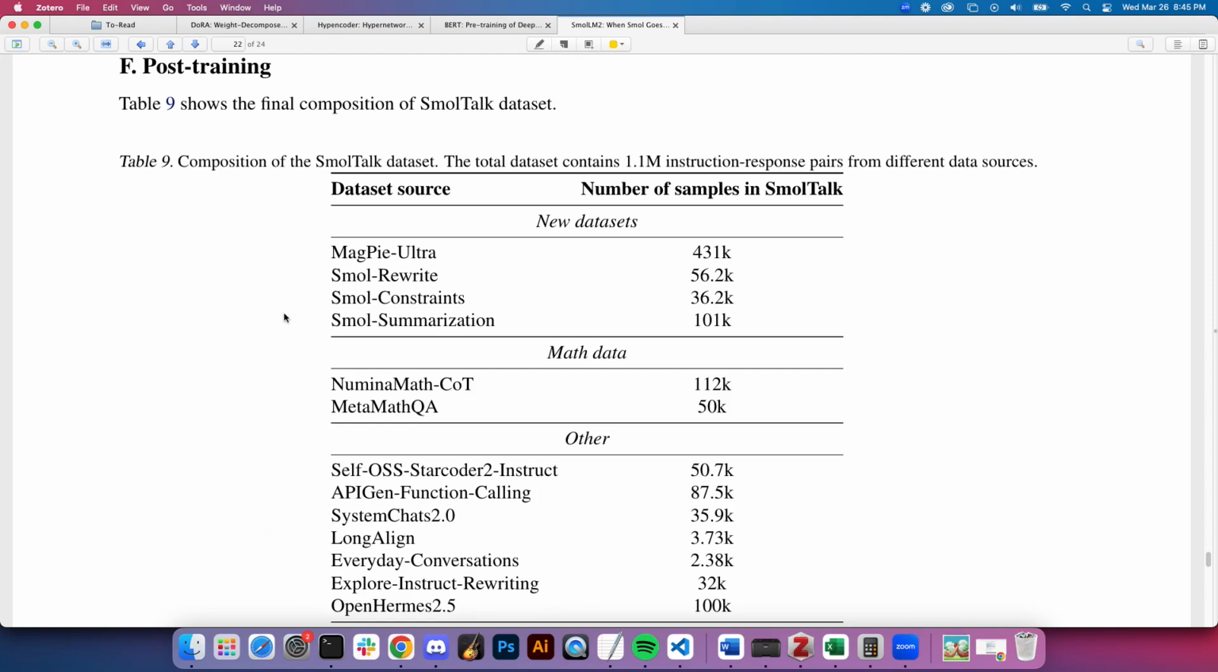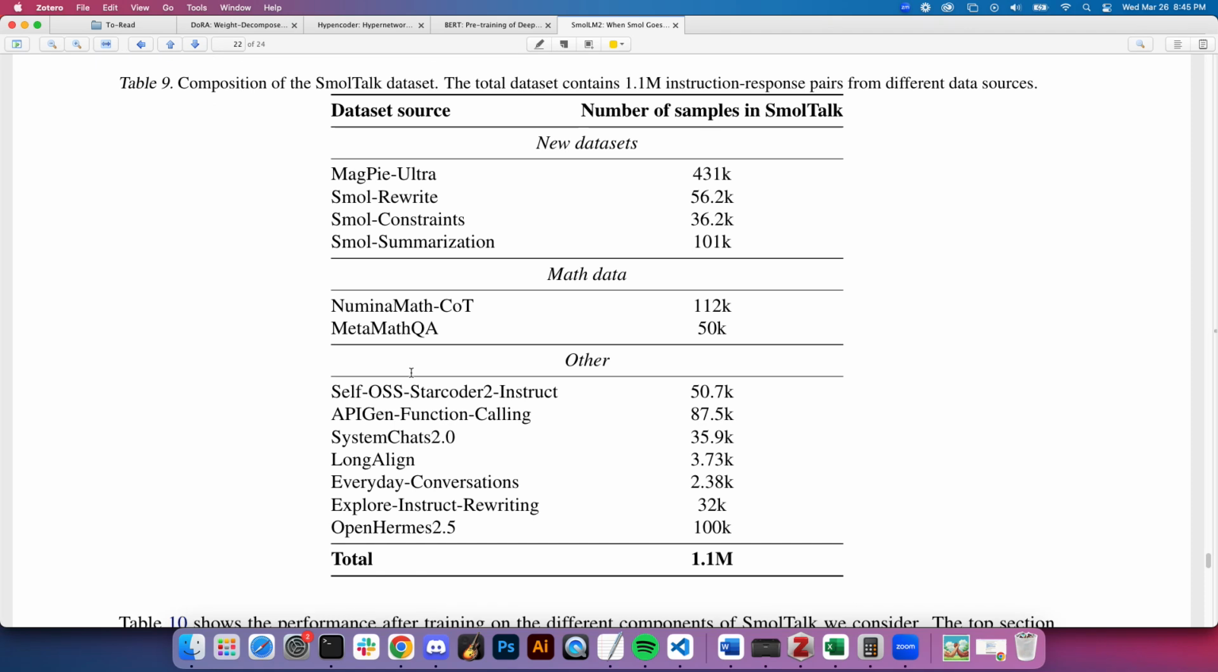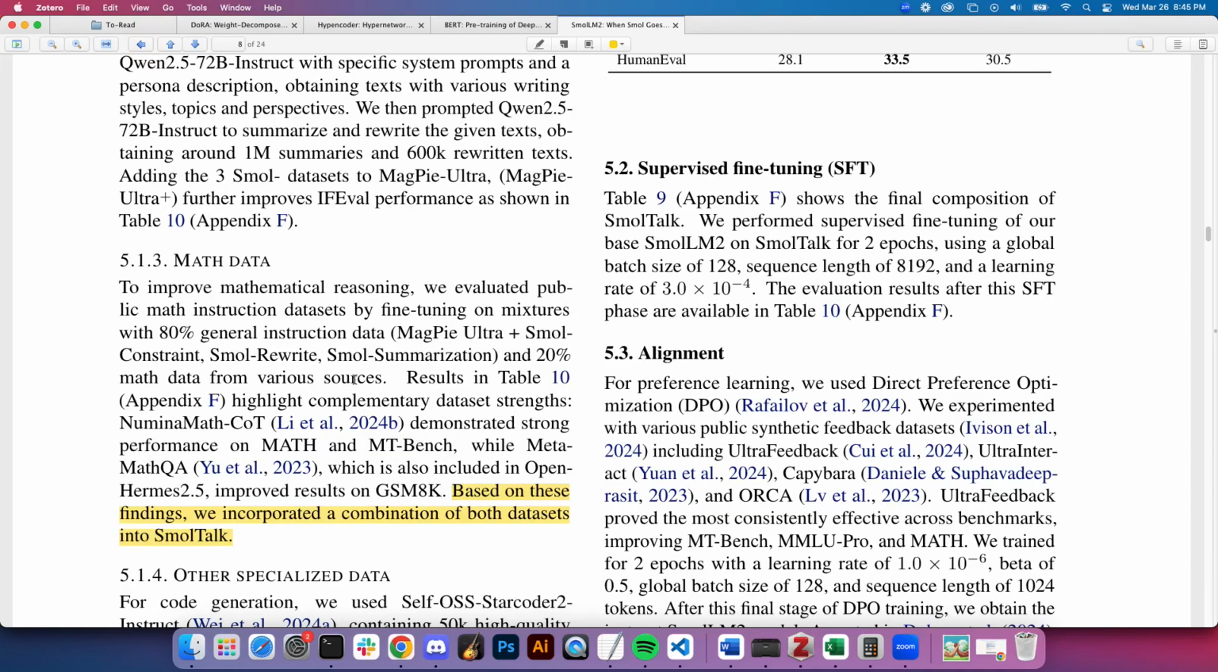If we look at Appendix F, composition of SmolTalk. So new datasets are these ones. Here's math data, and then here's other, so good to know. Yeah, I'm particularly curious about these two in terms of fine-tuning this more, so good to know that they're already using this in SmolLM2. Although this is the instruction, so this is not in the base model. So the base model is, I guess, not contaminated with these datasets.